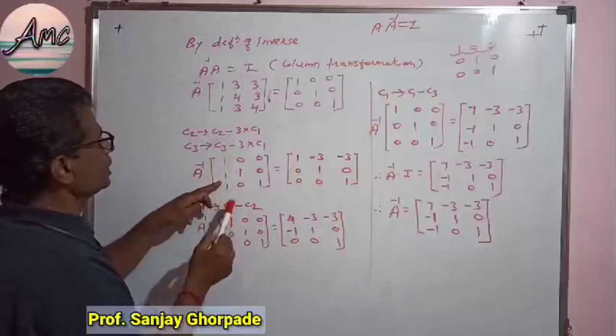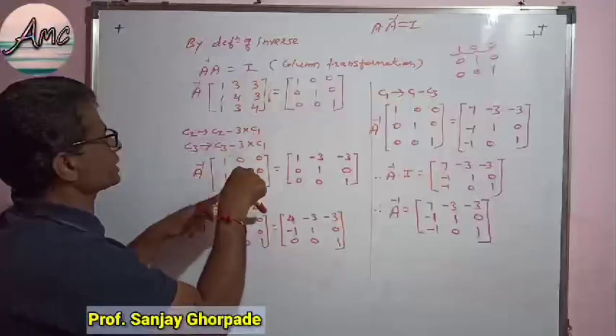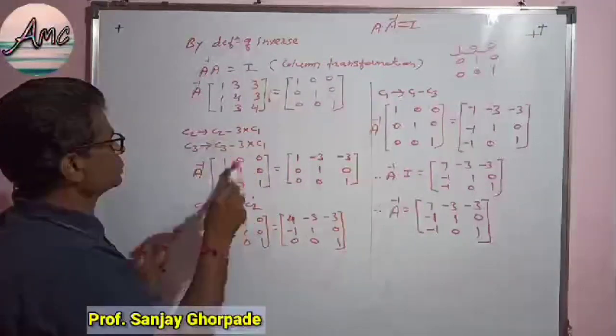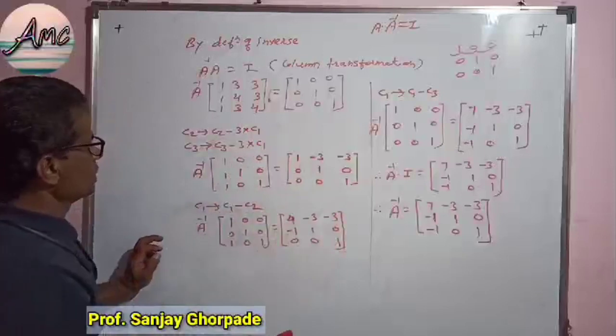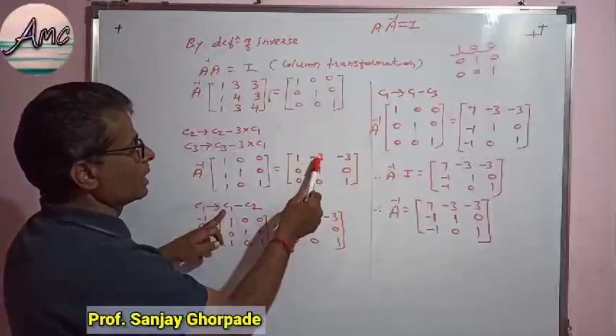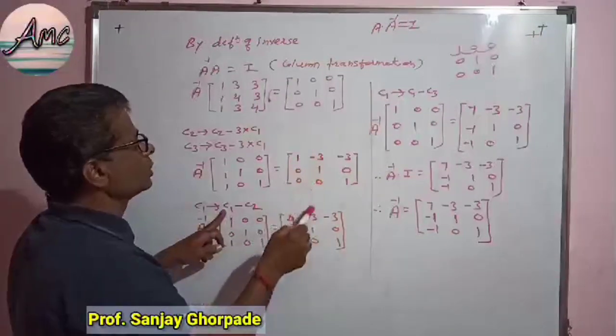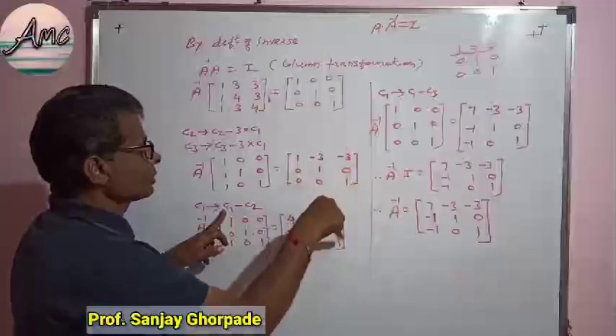1 minus 0 is 1. 1 minus 1 is 0. 1 minus 0 is 1. No change in the second column, and the third column as it is: 0 1 0, 0 0 1. So that's it. First column minus second column: 1 minus minus 3, 1 plus 3 is 4. 0 minus 1 is minus 1. 0 minus 0 is 0. Second column as it is. Third column as it is.